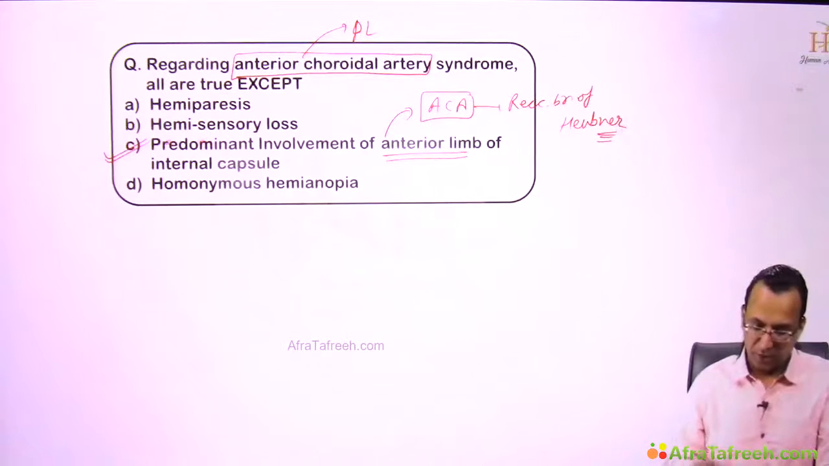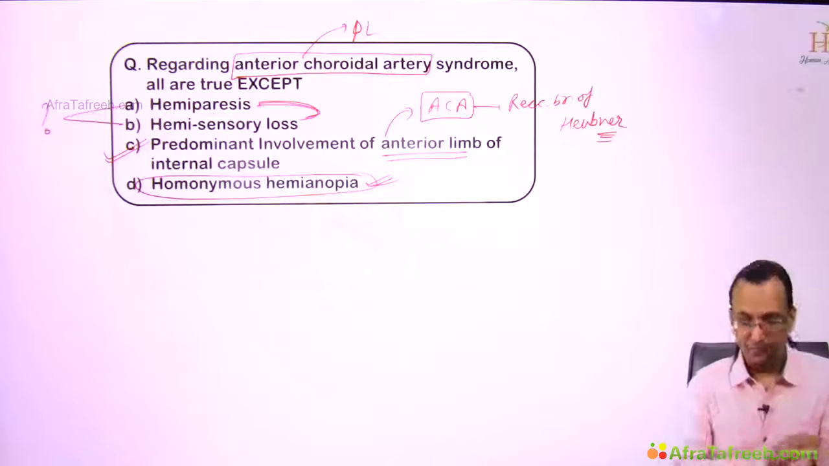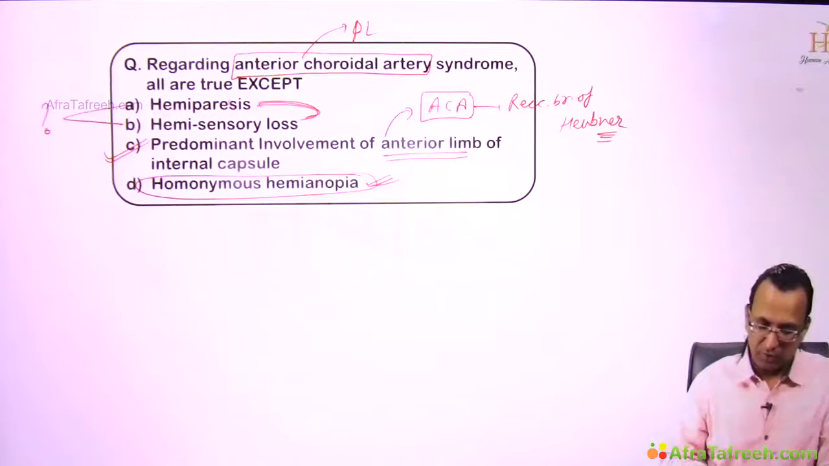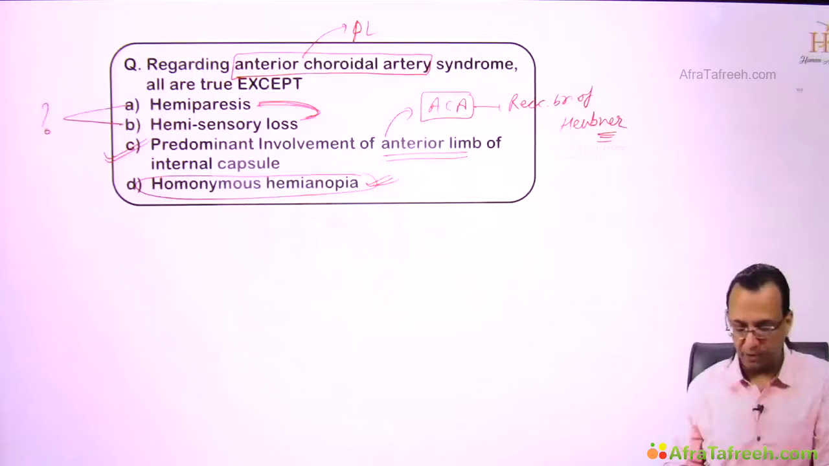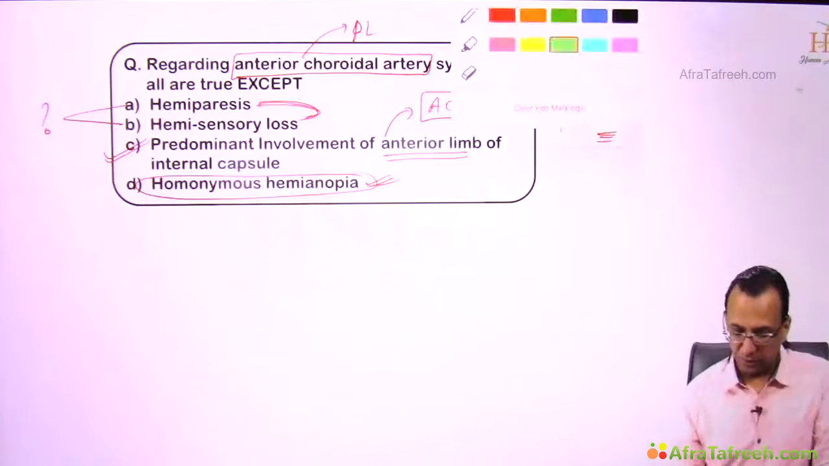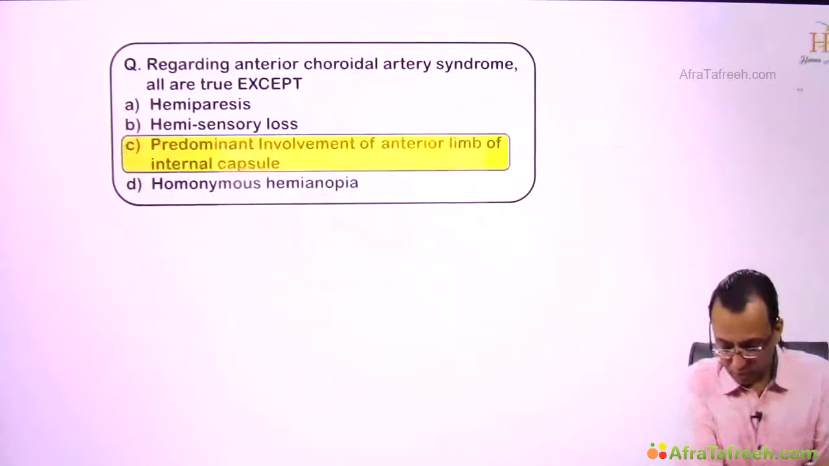Yeah. So there will be homonymous hemianopia. Yeah, that is there. And there will be some sensory motor loss. Where is the sensory motor loss? Face. No, not the face. The sensory motor loss will be on the upper limb and the trunk and the lower limb, not the face, because this is going to compromise the posterior limb of internal capsule. So keep your answer as choice number C and move further.